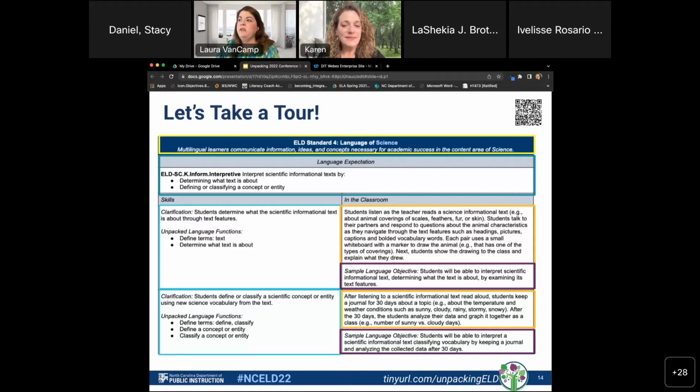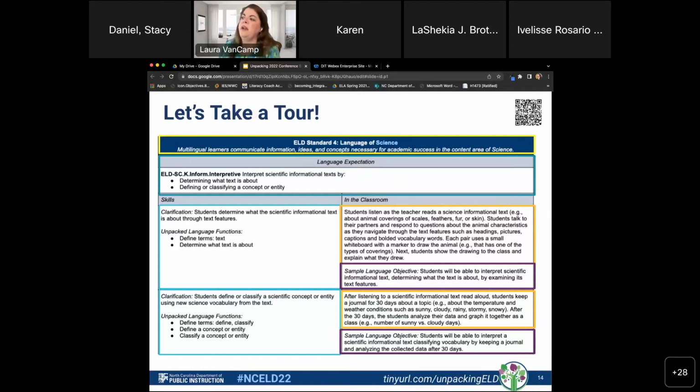And so this standard is talking about interpreting scientific informational text. So the two bullets below that are clarified further in the teal boxes on the left. So where it says skills and clarification, the first bullet is broken down. That is clarified and unpacked. And then directly below that, the second bullet is also clarified and broken down even further.